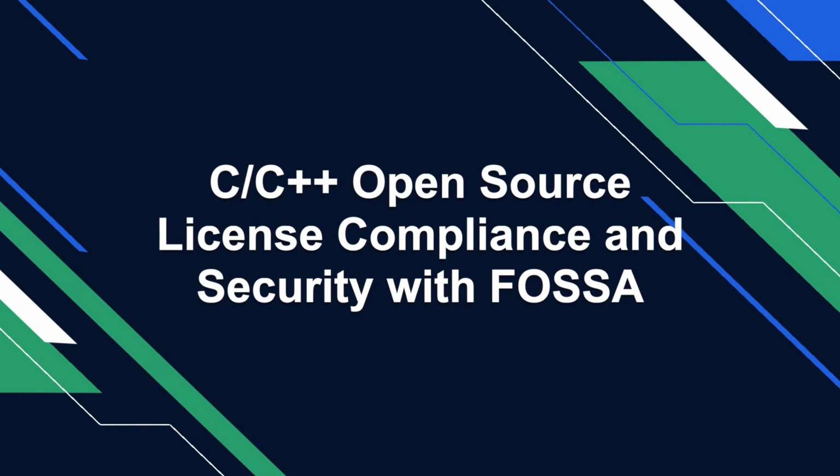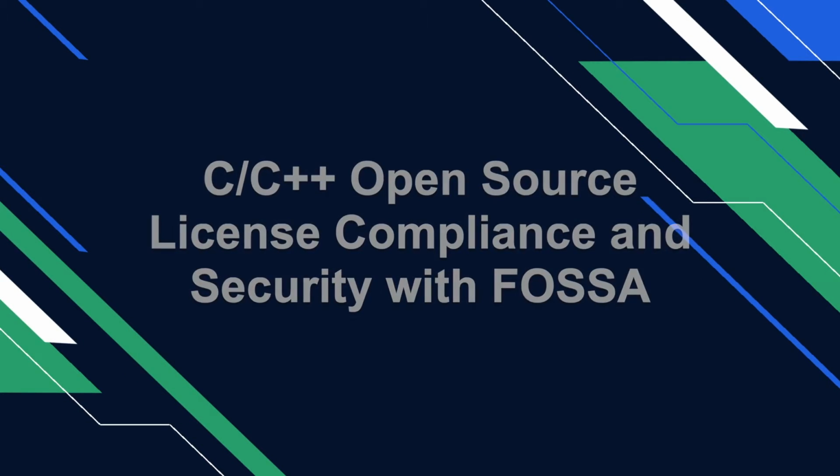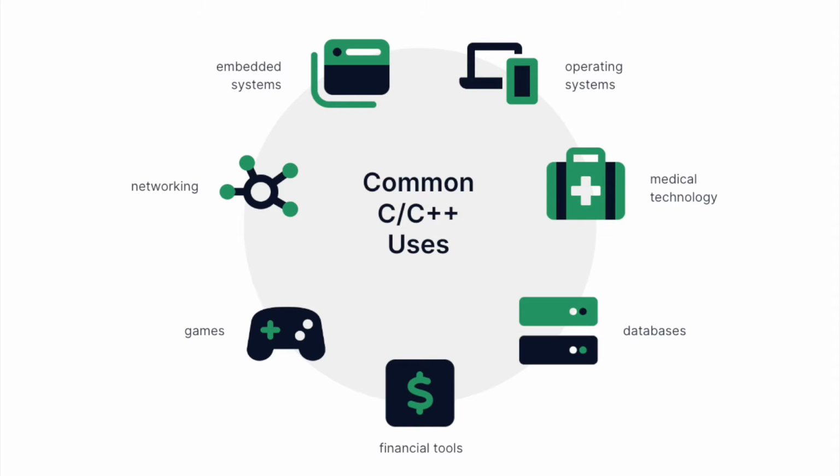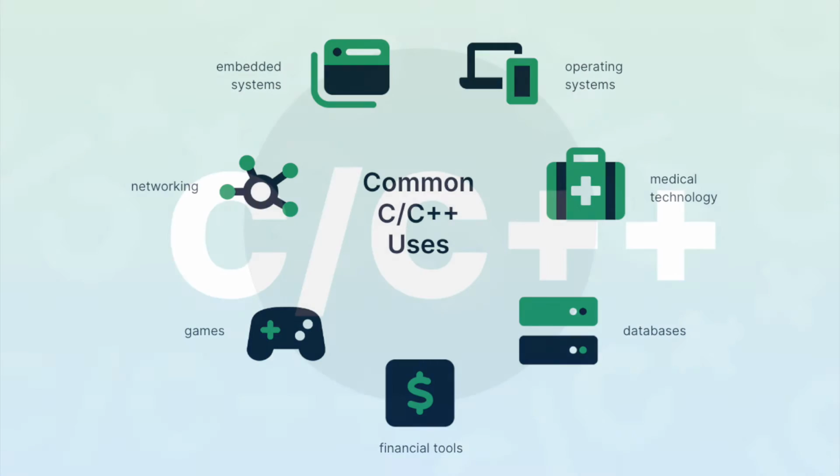The C programming language turned 50 this year, and it, along with C++, continue to be quite popular. Both languages are efficient and flexible, which is why they're used in a number of performance-critical areas like games, graphics, networking, and databases. But for all the benefits of C and C++, there are significant challenges when it comes to open-source license compliance and security.